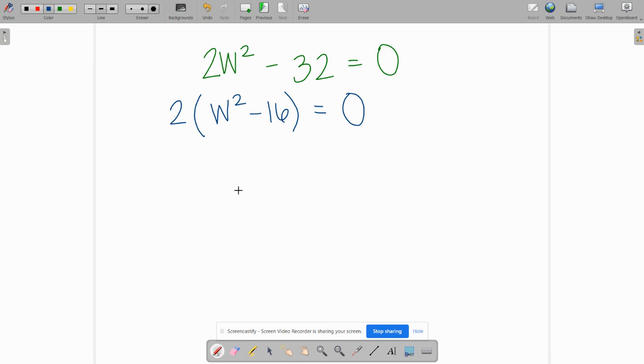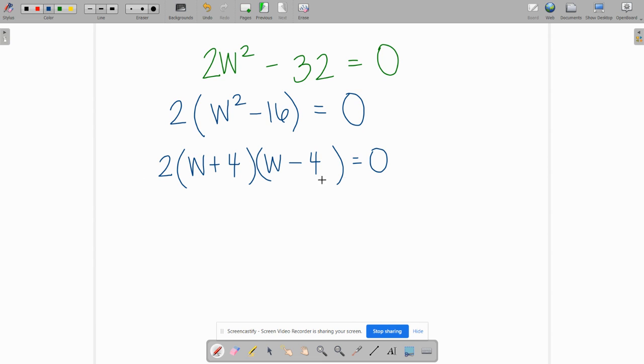Well, w squared minus 16 is factorable. It is a difference of two squares. So that means that we would be able to factor it into two binomials, one with a plus sign and one with a minus sign. The way that we fill these in is by figuring out what squared gets us w squared. Well, that would be w. So that starts each binomial. And what squared gets us 16 would be 4. So we have a plus 4 and a minus 4.